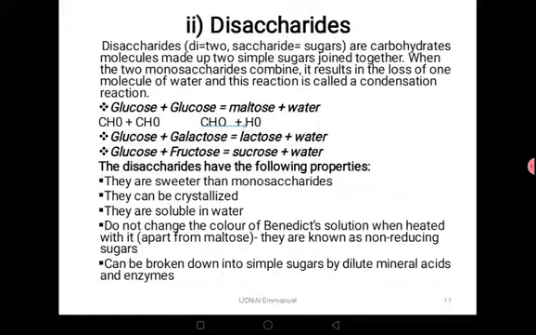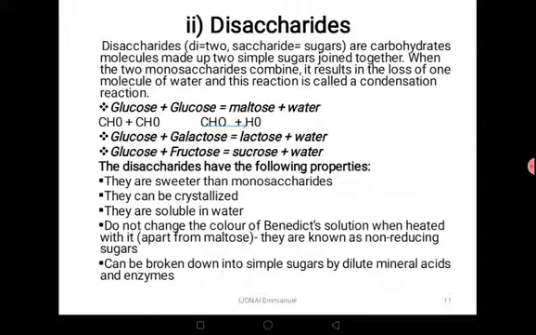So we have three major or three common disaccharides. We have maltose, which is made from glucose and glucose, two glucose molecules. Then we have lactose, which is made from glucose and galactose. And then we have sucrose, which results from a combination of glucose and fructose. So let's look at the properties now of the disaccharides.